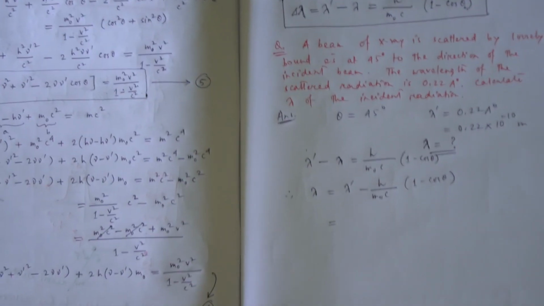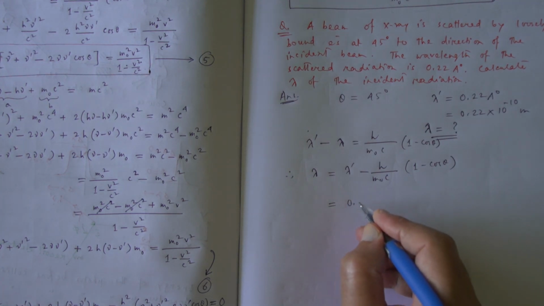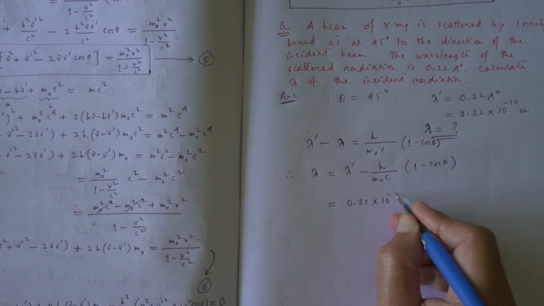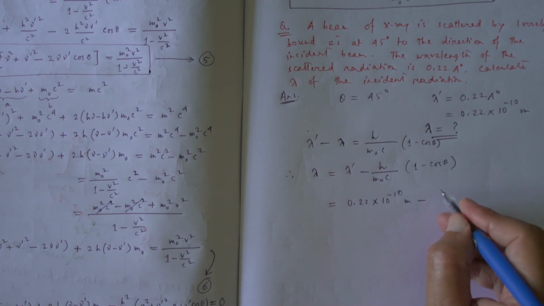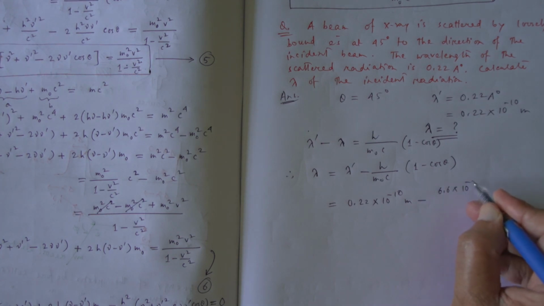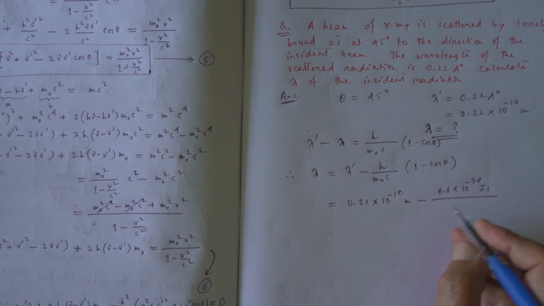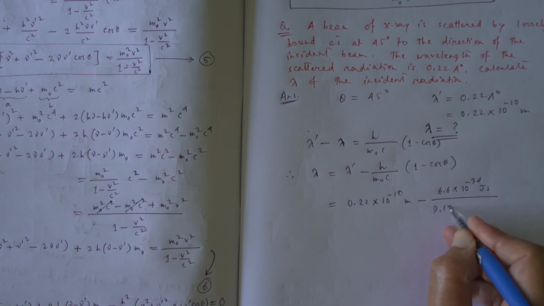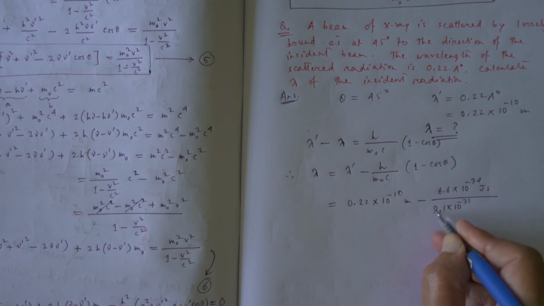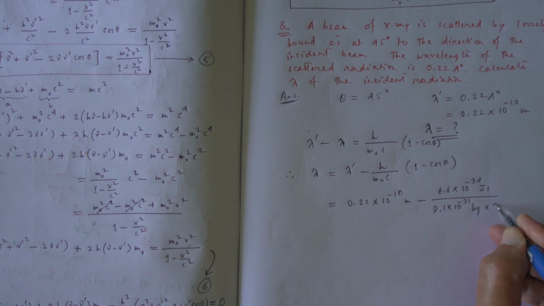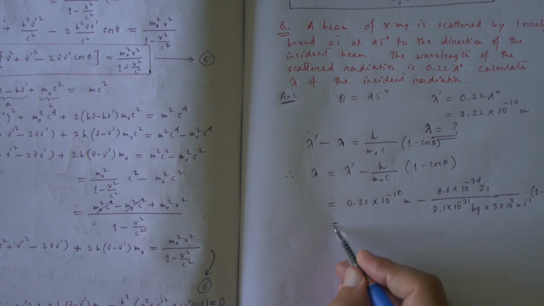Okay, and λ' is given 0.22 × 10⁻¹⁰ meter, h is 6.6 × 10⁻³⁴ joule second, m₀ is 9.1 × 10⁻³¹ kg, c is 3 × 10⁸ meter per second, and 1 − cos 45 is 1 − 1/√2. Okay, cos 45 is 1/√2. So just simplify and you will get the answer.